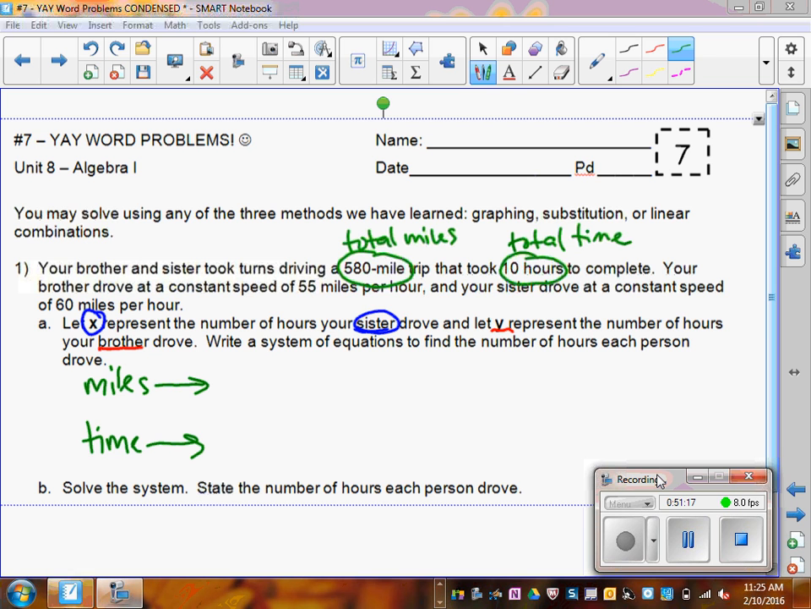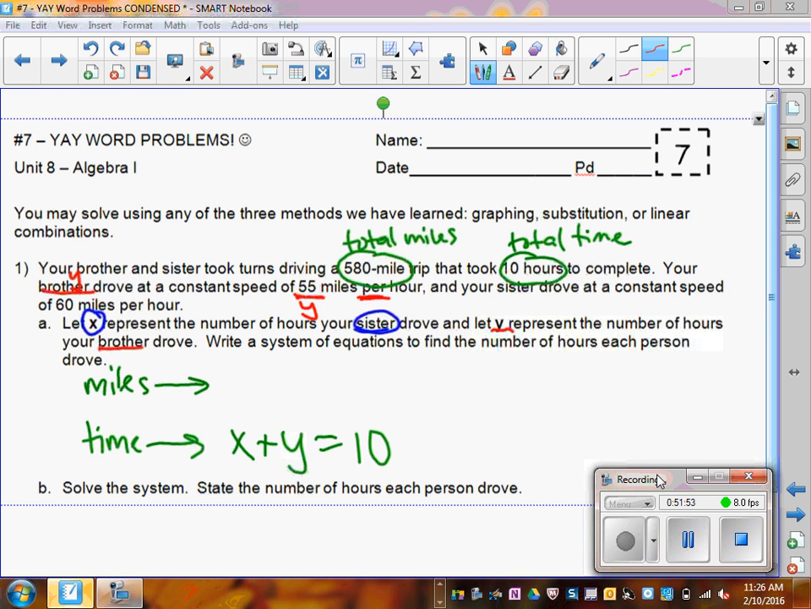Alright, well, x is the number of hours, and y is the number of hours. So our x and y are representing the hours. So the number of hours your brother drove and your sister drove would just be x plus y, which should give us the total amount for 10 hours. And then for how far they go, we're going to use our miles per hour to help us out here. Our brother, which is y, drove at a constant speed of 55 miles per hour.